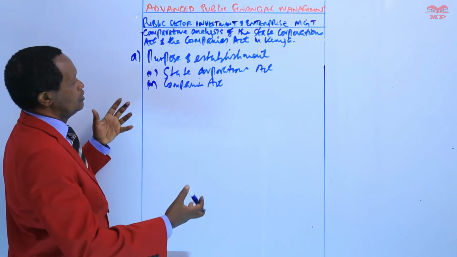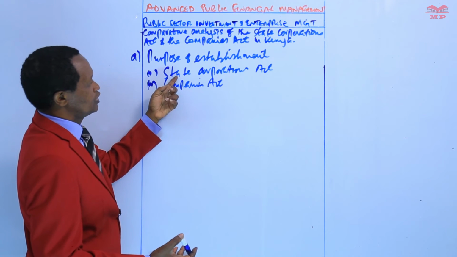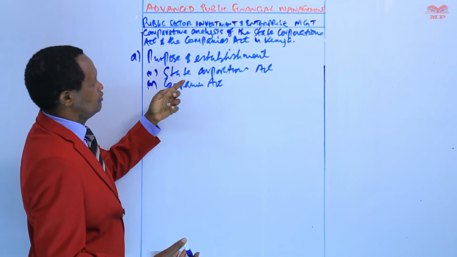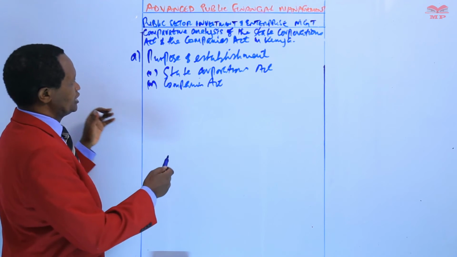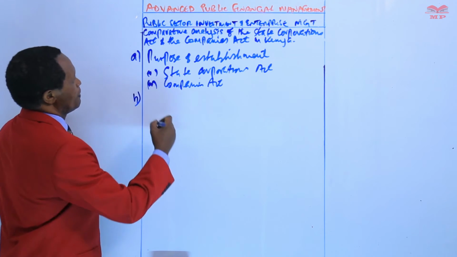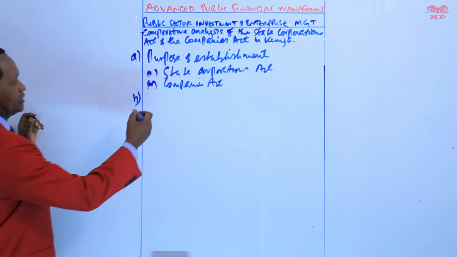So we've analyzed the purpose of state corporations, the establishment of state corporations and companies, and also the Companies Act. Let's move on to the second basis for comparative analysis, which is governance and oversight.